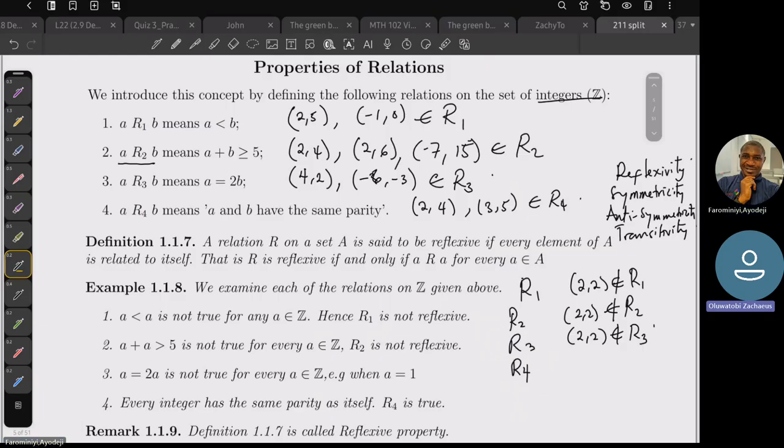Okay? For any integer A, A has the same parity as itself. Therefore, A is related to A under R4. Therefore, R4 is reflexive. That's a 3-line proof or 3-statement proof. Okay?